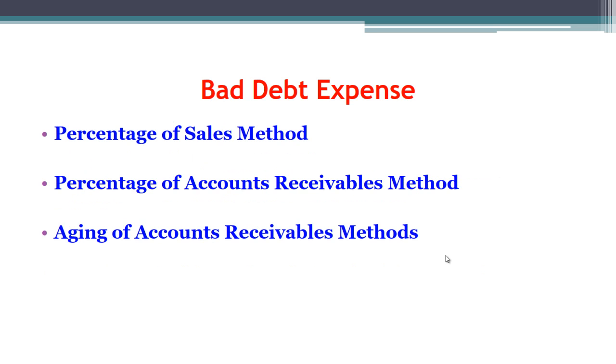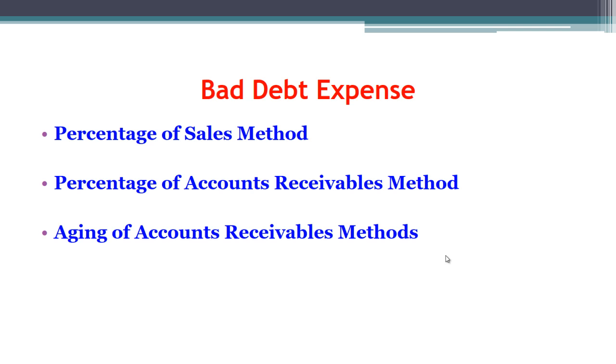There are three methods that we're going to talk about in the next section. I wanted to introduce them here. We have what's known as the percentage of sales method. And then the second one, percentage of accounts receivables method. There are actually two of them. I've broken those into the last two bullet points.